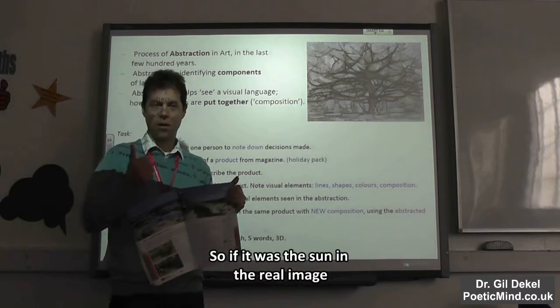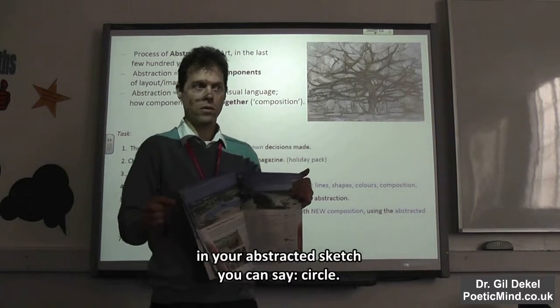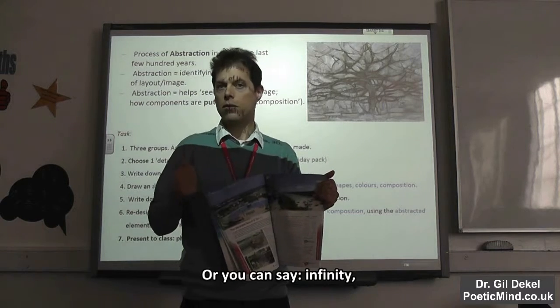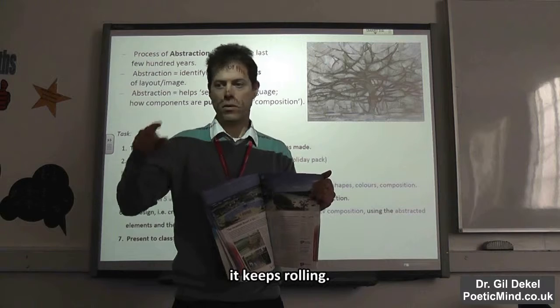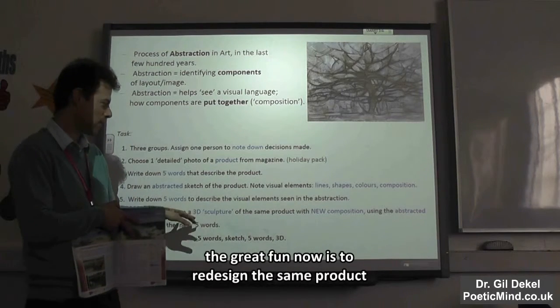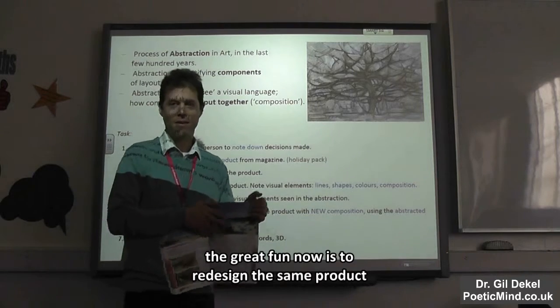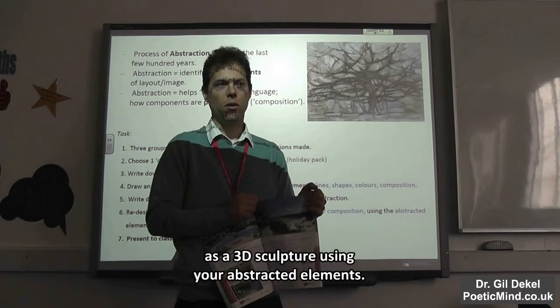So if it was a sun in the real image, in your abstracted sketch, you can say circle. Or you can say infinity, because when you look at a circle, it represents infinity. For example, it keeps rolling. And only then, what you will do, the great fun, is now to redesign the same product as a 3D sculpture using your abstracted element.